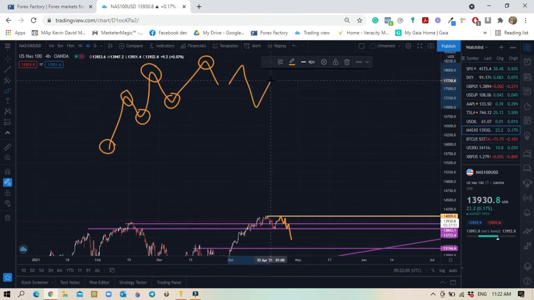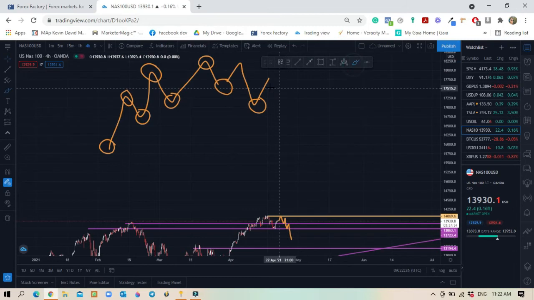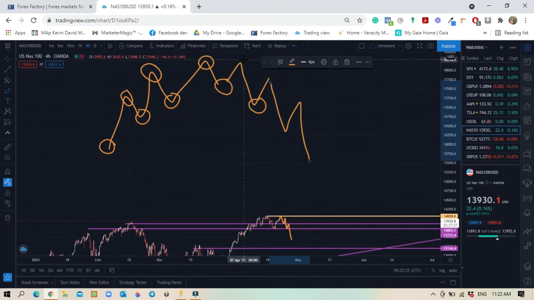Okay, so now what we're looking for is lower lows and lower highs. So we have a lower low here now in comparison to this area here, and then we would have a movement from there down to here and back up again and back down. So there we go. We have a high here, then we have a low, then we have a lower high, and then we have a lower low. Lower high, lower low. This is the bears.